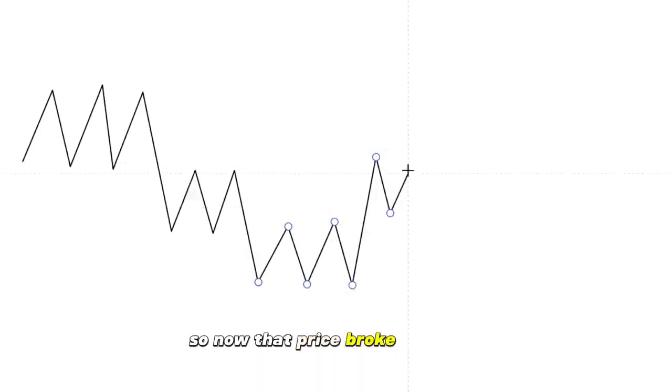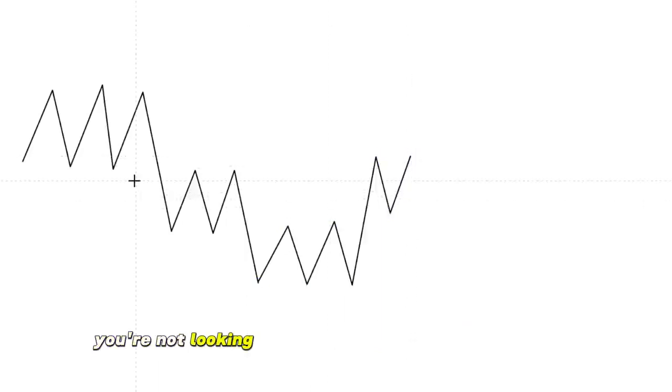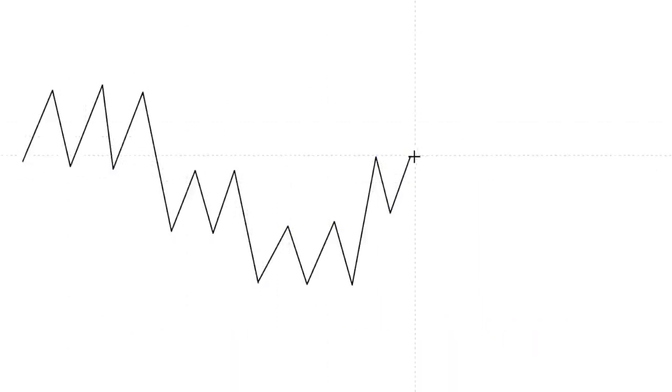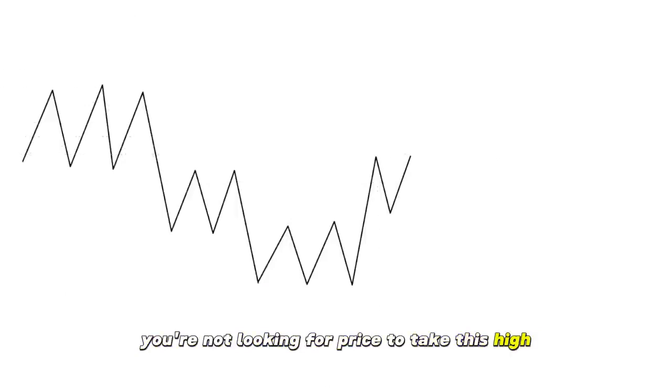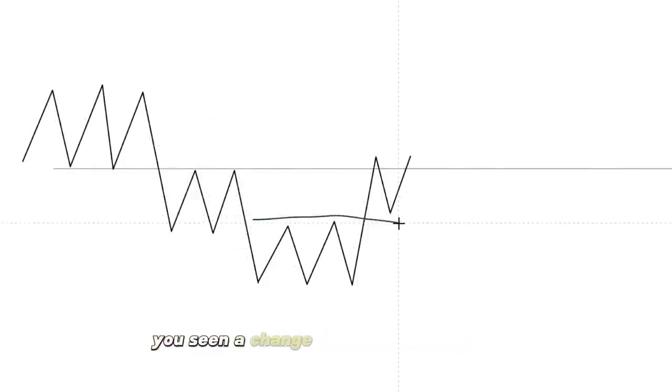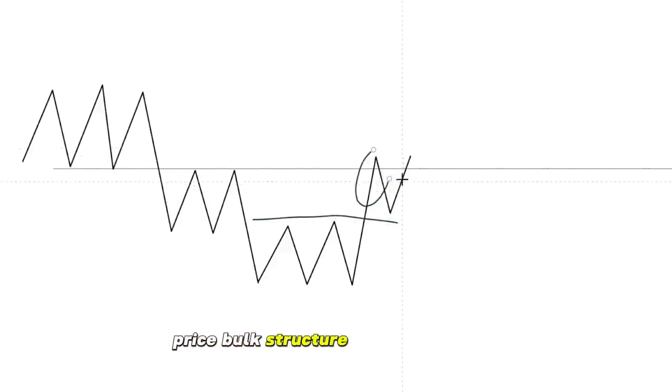So now that price broke structure, you're not looking for, let's say, a move to the downside. So let's say you're not looking for a move right here. You're not looking for price to take this high based on this base. Why? Because the structure changed. You've seen a change of character right here. Price broke structure and is starting a new consolidation, which would be your new base.